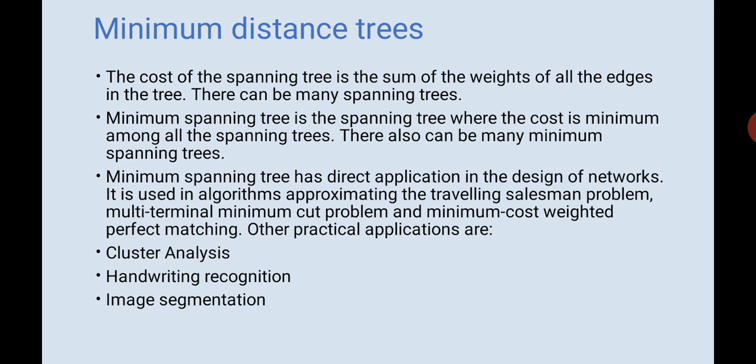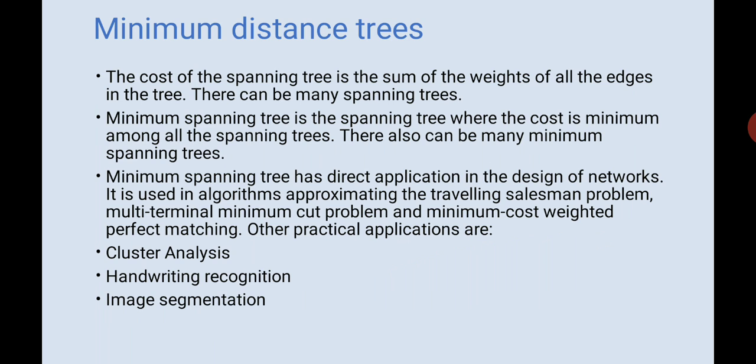So now we have minimum distance trees. You also call them minimum spanning trees. See, the cost of the spanning tree is the sum of the weights of all the edges in the tree, right? So you see what all the edges are, and the weights on them add up to the cost of the spanning tree. The minimum spanning tree is the spanning tree where the cost is minimum among all the spanning trees. So across all the nodes you have, the one that provides the minimum cost is the minimum spanning tree.